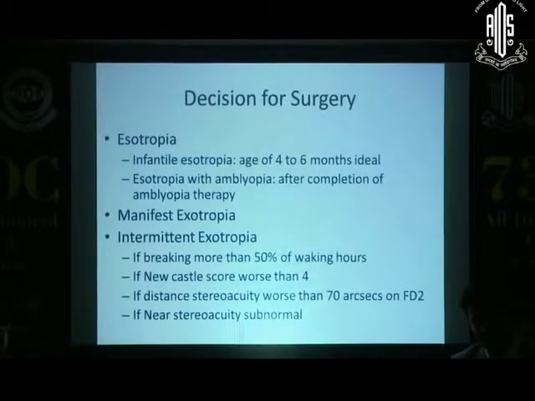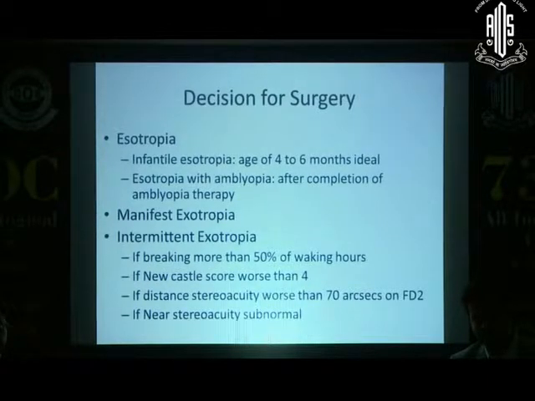And how do you decide surgery? So, esotropia: all infantile esotropes need to be operated, and we need to operate them once the amblyopia is corrected. All manifest exotropes need to be operated, and for intermittent exotropia, what's important is that you need to operate if they're breaking down more than 50% of the time, you're losing stereopsis, or the Newcastle score is more than 4. So there are various criteria which have been defined.